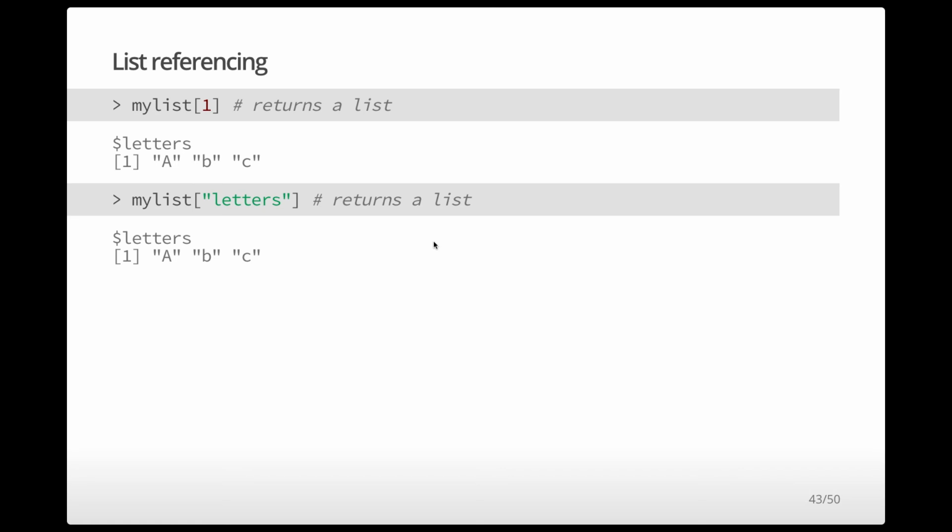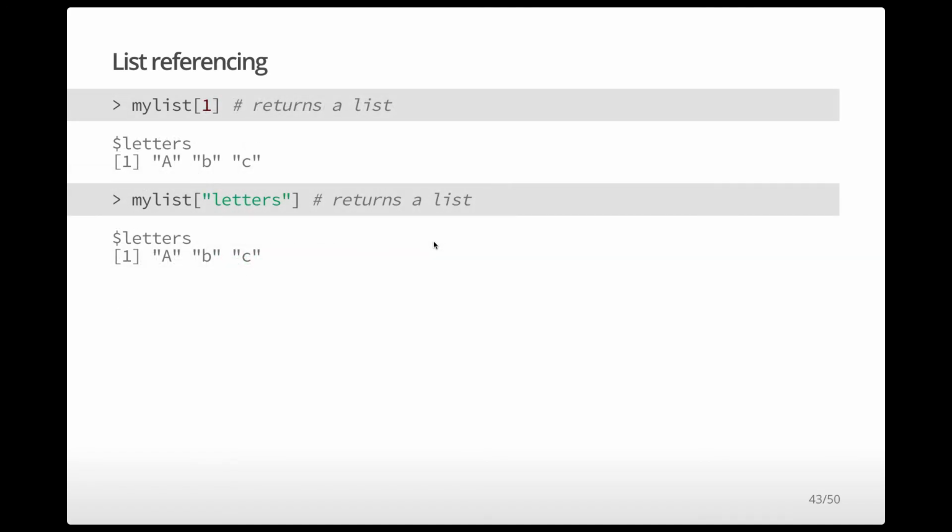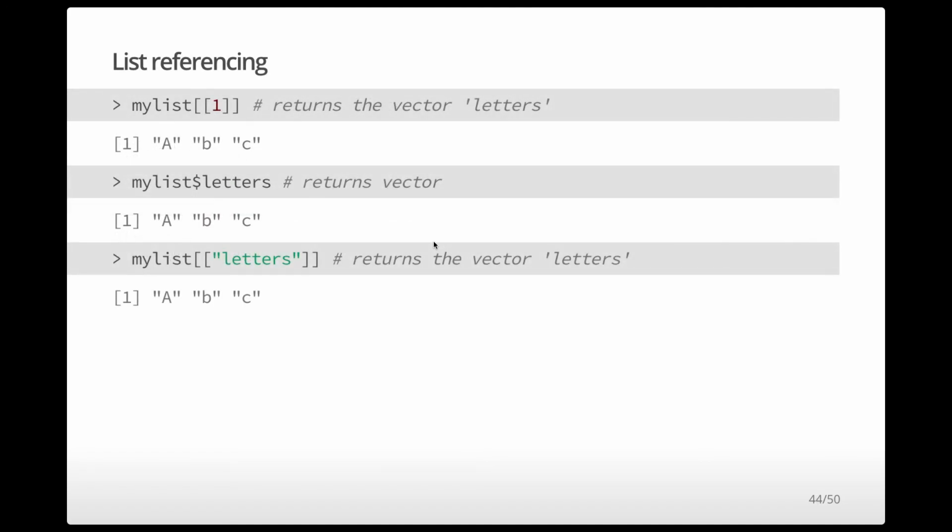So if you say my_list[1], with single brackets, it always returns a list. Single brackets on lists always return a list, even if you say my_list['letters'] and it's named. Double brackets return the actual element. This one says grab the first thing from the list and keep it as a list. This one says grab the first thing in the list, but actually what's inside it. And if it's named, you can use dollar signs, and you can use double brackets with the names.